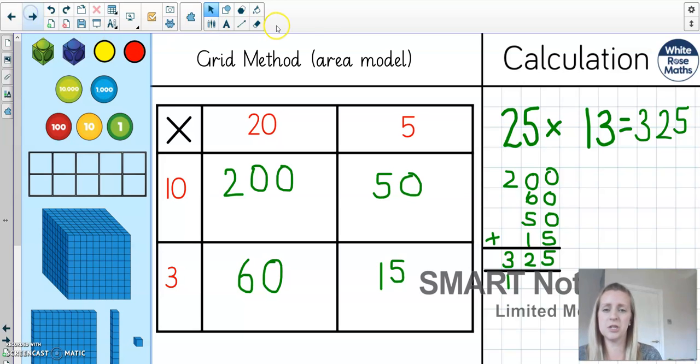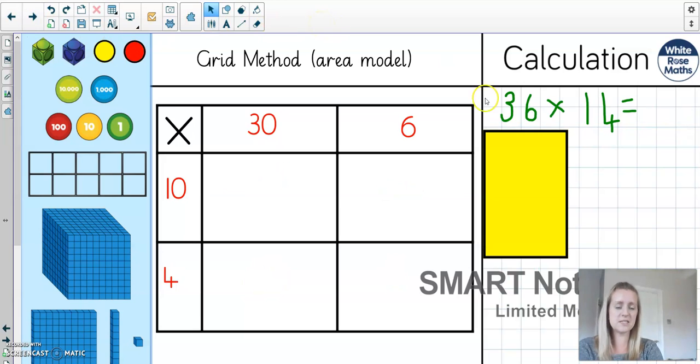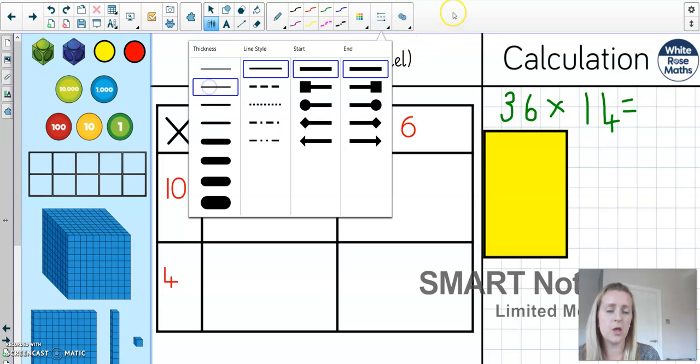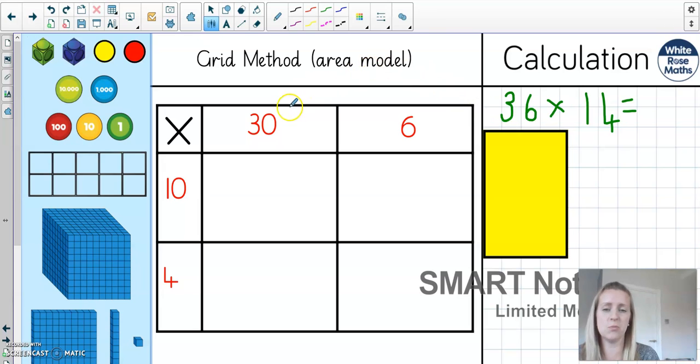Okay, let's have a go at another one. The next calculation you can see on the screen is 36 multiplied by 14. We're going to use the grid method, and like I said last time, we need to partition the 36 and the 14 into tens and ones. So 36 partitioned into tens and ones is 30 and a 6. This 3 represents 3 tens, so that makes that 30 there. And the 14, this 1 represents 1 ten, so there's my 10, and there are my 4 ones.